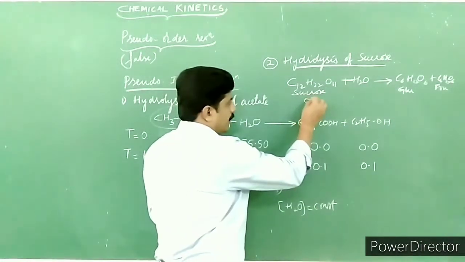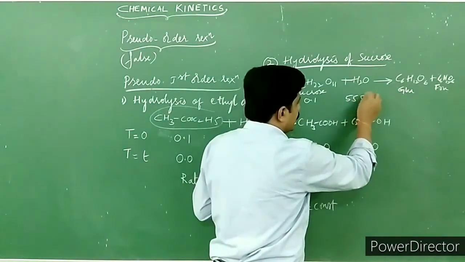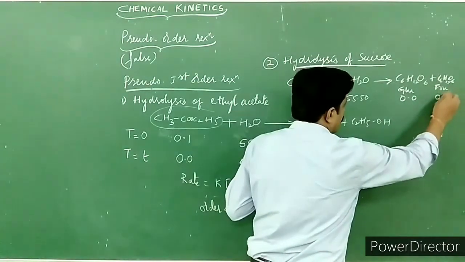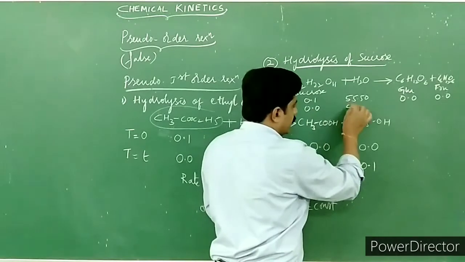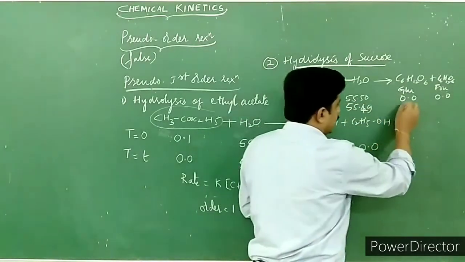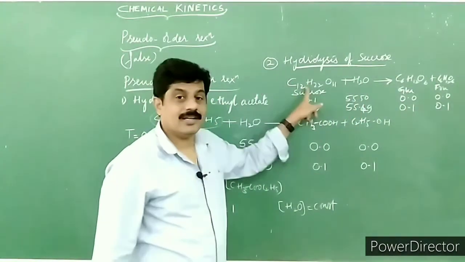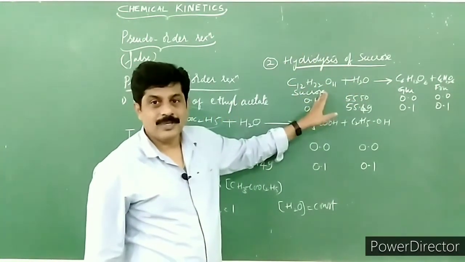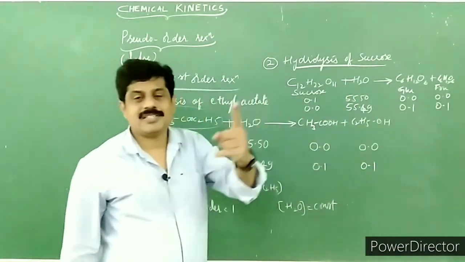What I do, I take 0.1 molar concentration of sucrose and I take say 55.50 ml of water, and at the beginning it will be 0, 0. At the end of the reaction, remember the concentration of sucrose becomes 0, whereas the concentration of water is almost practically constant, and that is why the rate of the reaction depends only on the sucrose but not on the water.